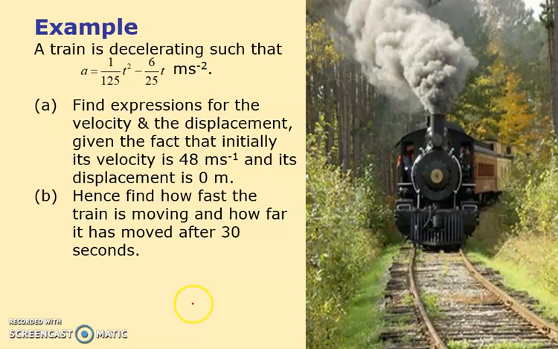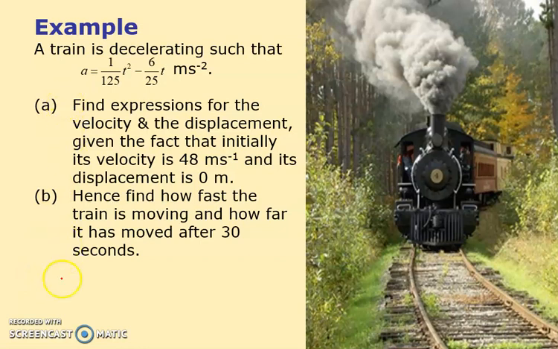Here's a question for us then. The train is decelerating such that a equals that. Find expressions for the velocity and the displacement, given the fact that a is initially 48 and displacement is initially 0. Okay, so I'm just going to start here. I might have to go on to the next slide.